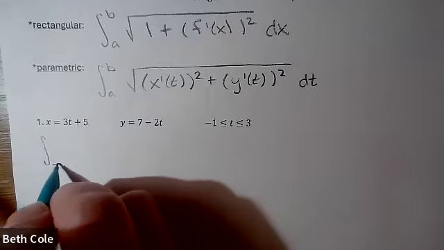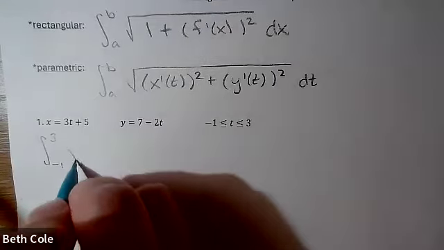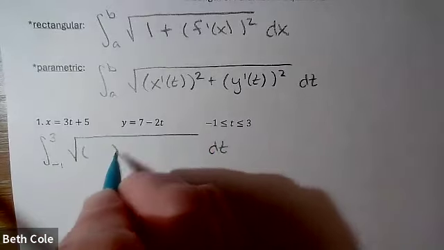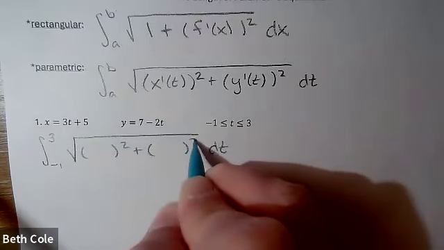So we're going to go from -1 to 3, big square root, and leave it blank. So you're going to have blank squared plus blank squared.